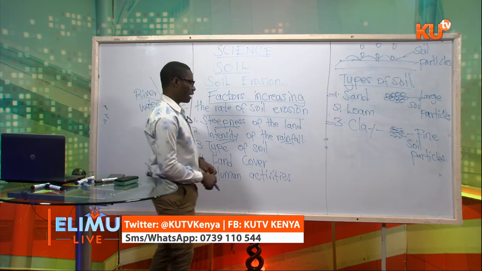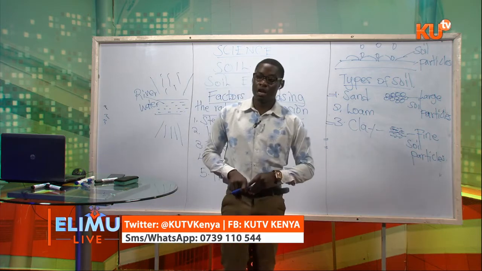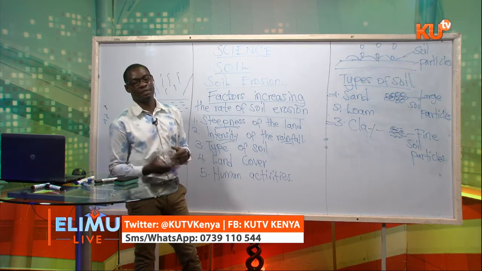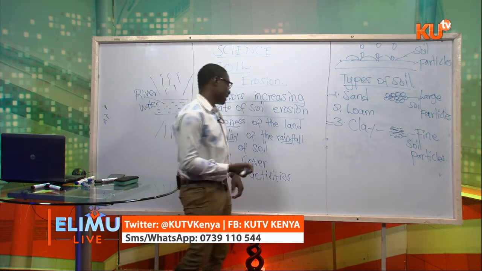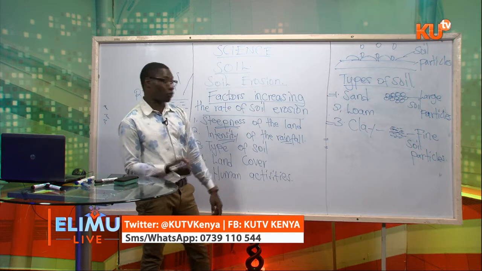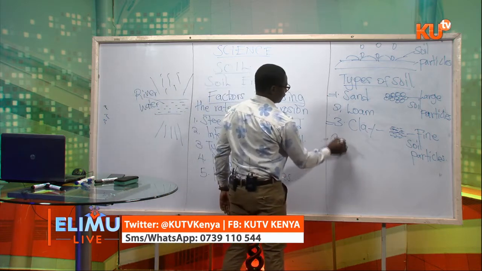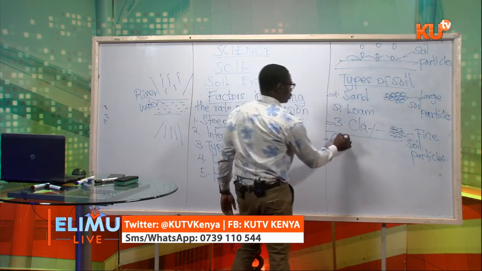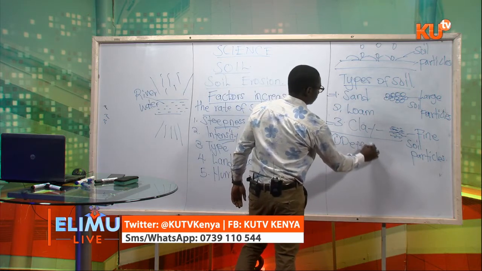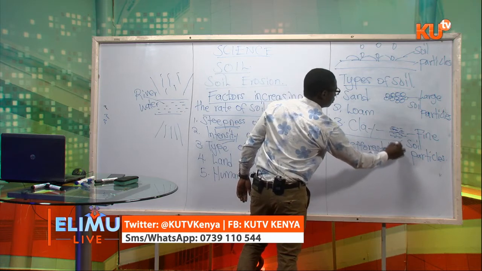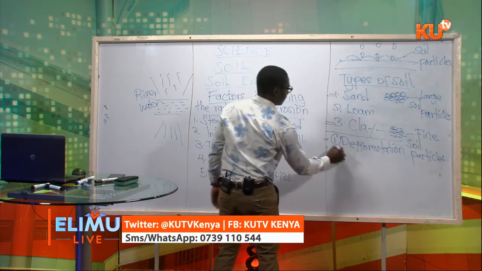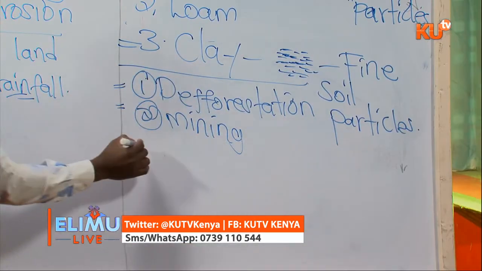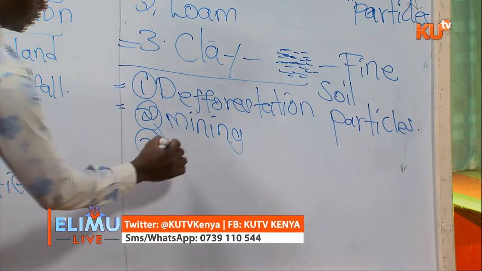Then we have the last one, which is human activities. Human activities is a general term. Here are the human activities that will increase soil erosion, just to name a few. One, we have deforestation. Two, we have mining. Three, we have construction.